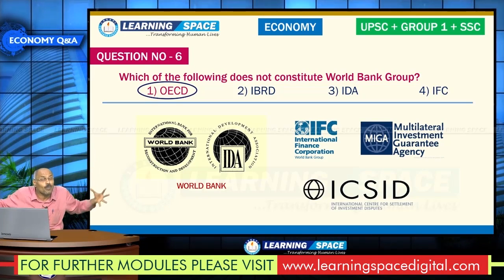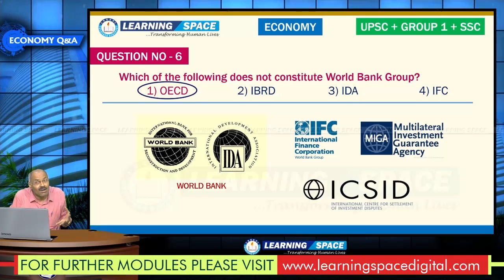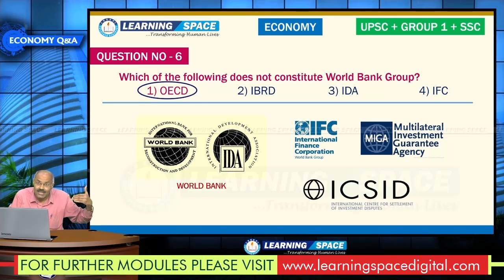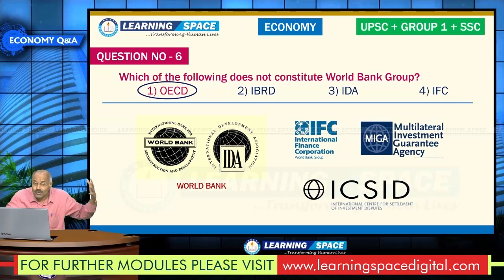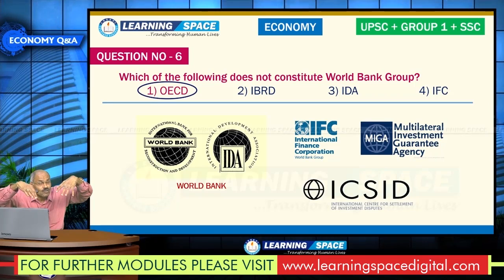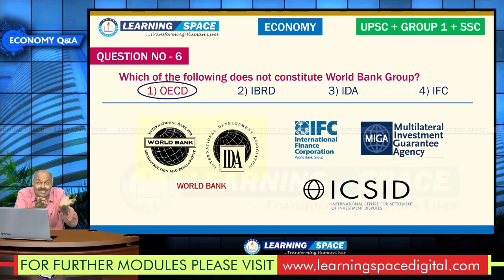And World Bank Group includes another three organizations, that is IFC, International Finance Corporation. What is the main purpose? Its main purpose is promoting private investment for economic growth. The theory behind the establishment of IFC is that without private sector participation, economic growth is not possible. So, as to promote private sector investment, this International Finance Corporation looks at developing countries.